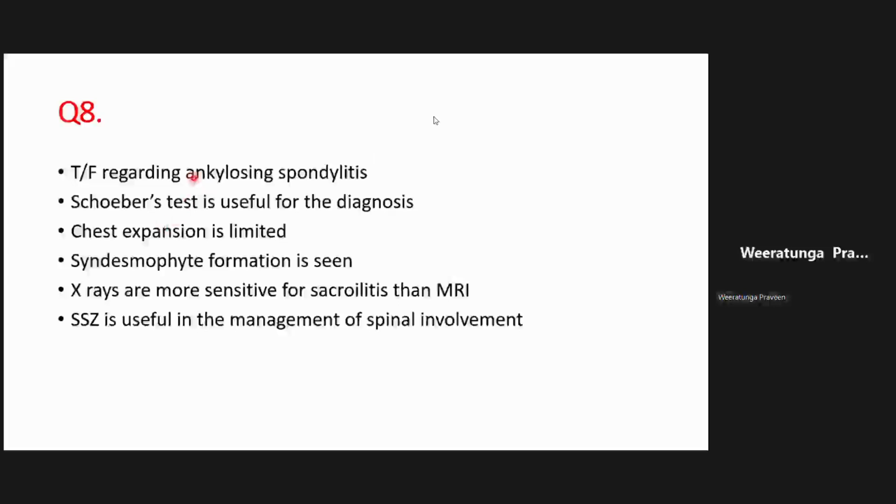So, true or false regarding ankylosing spondylitis? Schober's test is useful for diagnosis and disease monitoring. Now, with time, because ankylosing spondylitis affects the whole spine, it can also affect the joints between the ribs and the vertebrae, and that can affect the chest expansion, right? When it affects the cervical spine, it can also affect the flexion and extension of the neck.